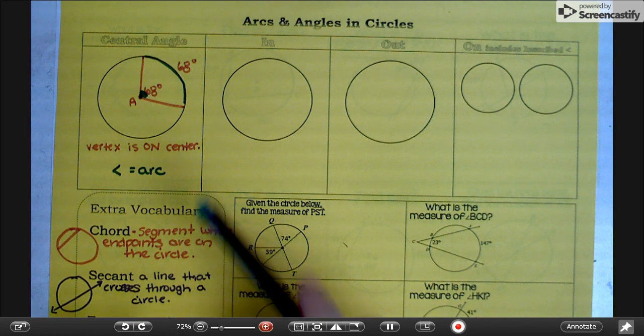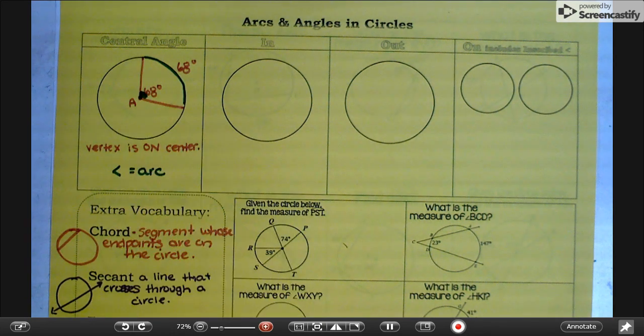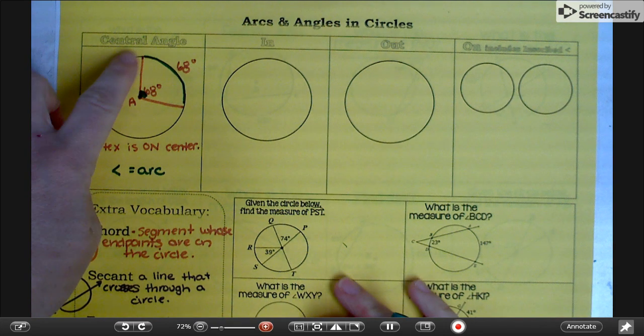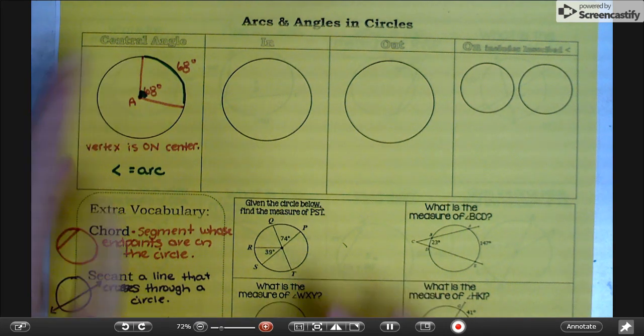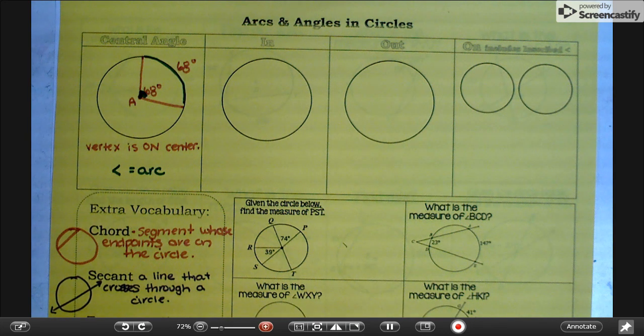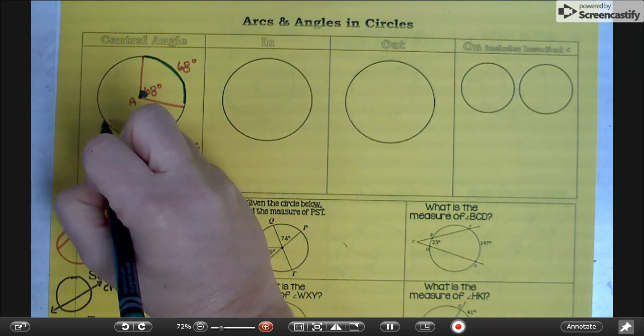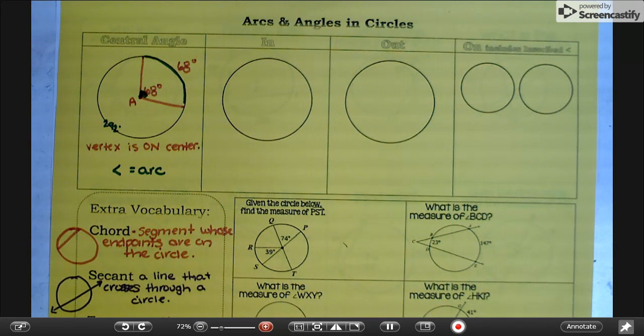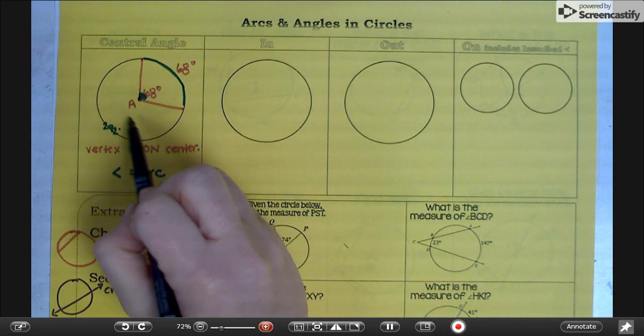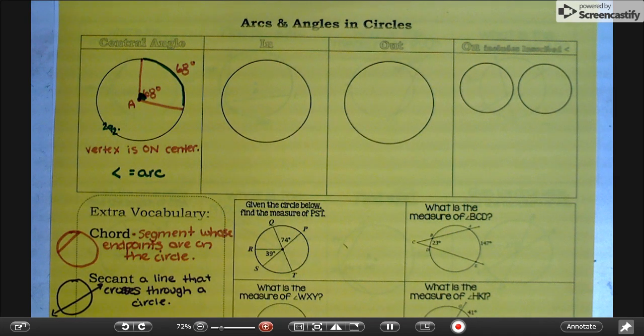And just for a review, a circle has 360 degrees. So if we wanted to figure out the measure of this bigger arc, this major arc over here, we would do 360 minus 68. And that ends up being 292 degrees just for this other one. Okay, which means that this angle here is 292 degrees.